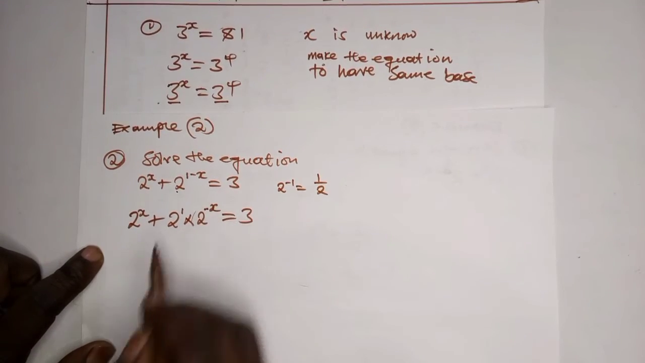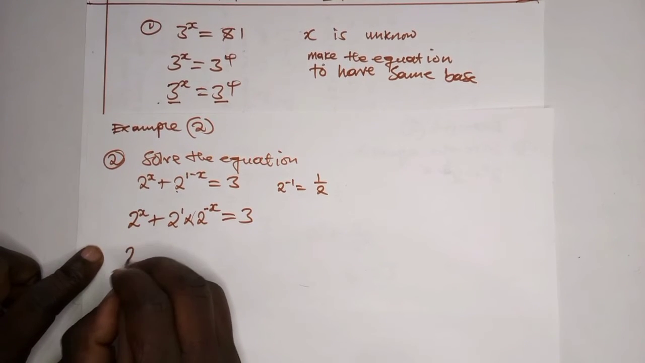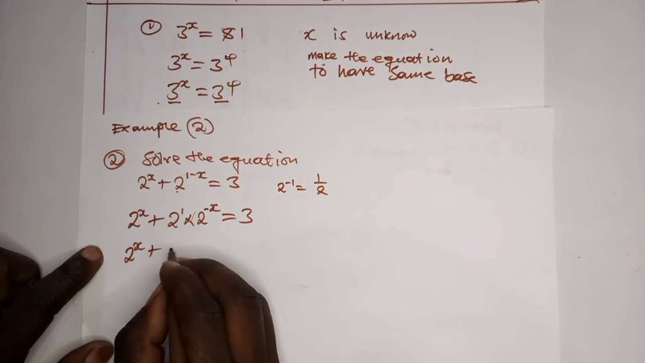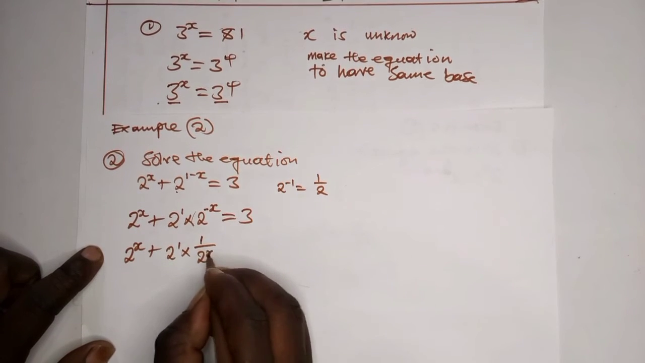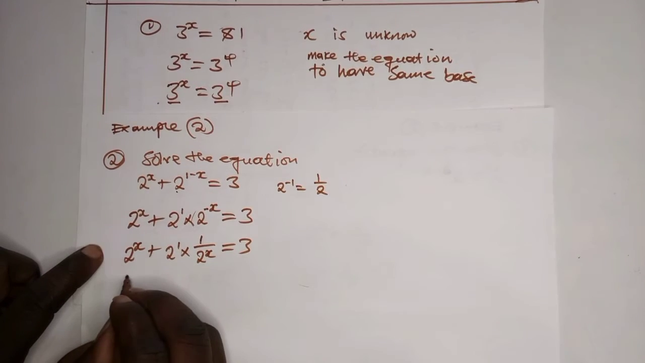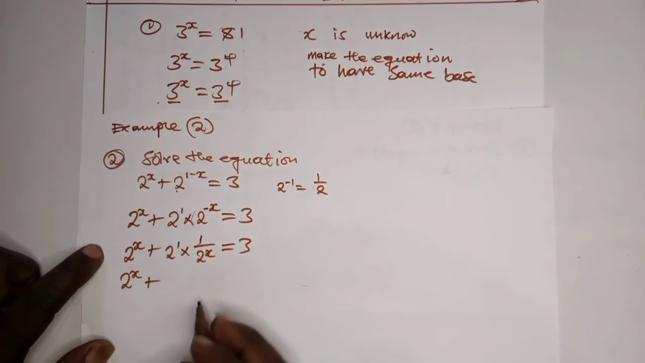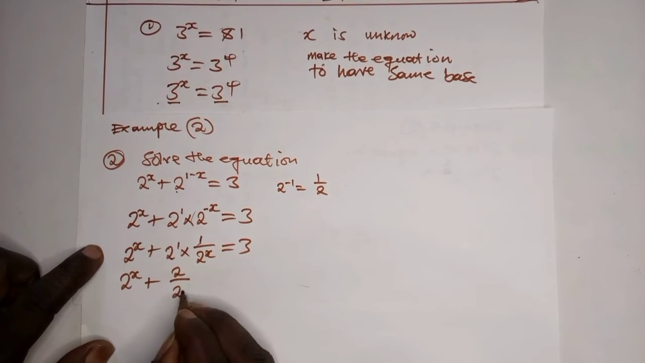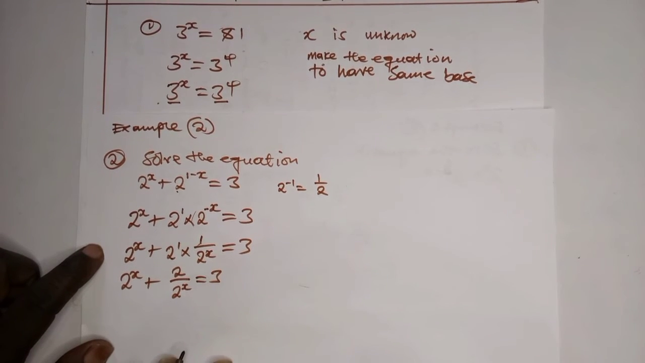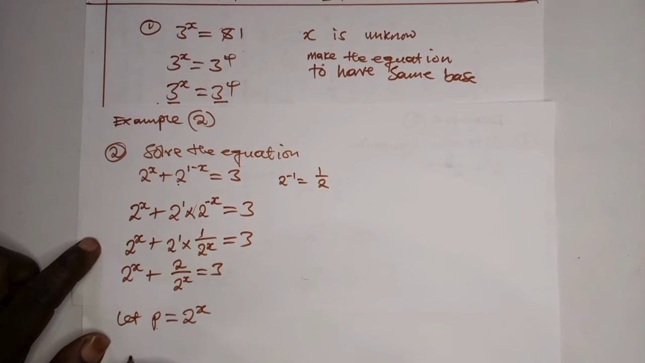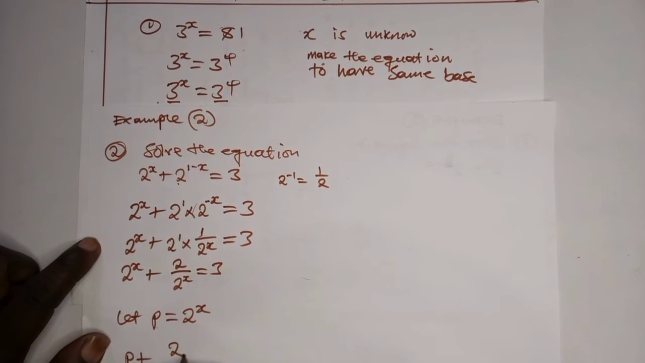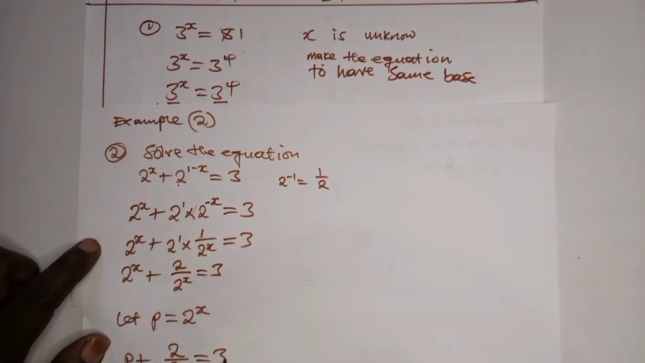So we have to take this one into positive indices, in which it will be 2 power x plus 2 power 1 multiplied by 1 over 2 power x, which equals 3. Then here 2 power x plus 2 multiplied by 1, which is 2 over 2 power x, equals 3. So here this is where you let p equals 2 power x. So we substitute where there is 2 power x with p, in which it will be p plus 2 over p, which equals 3.